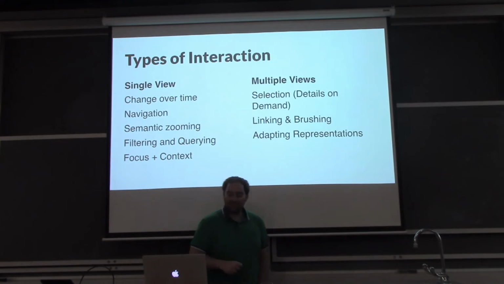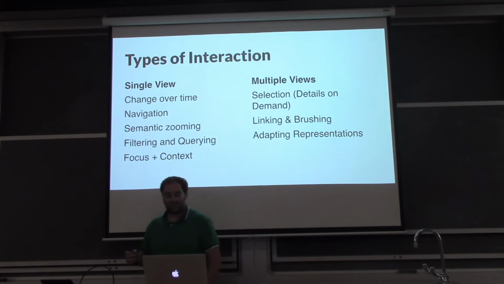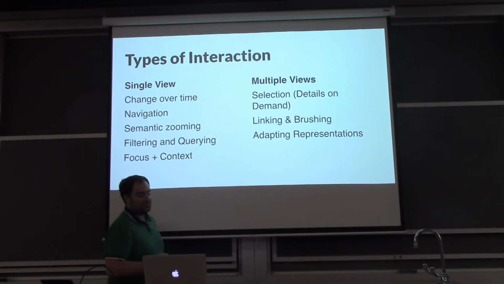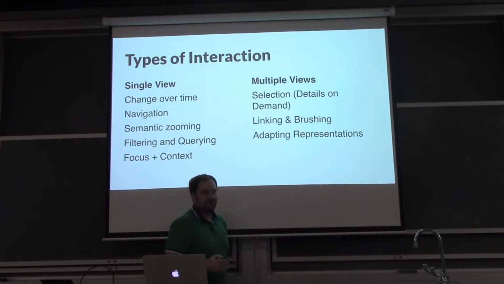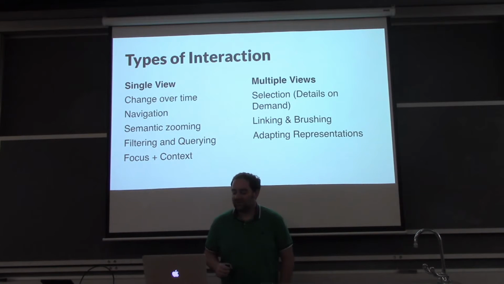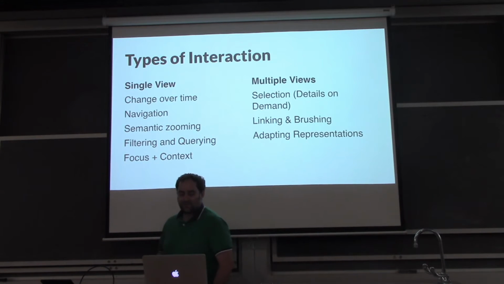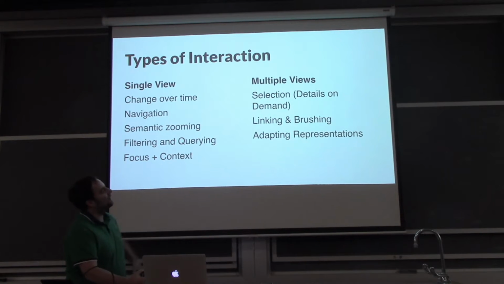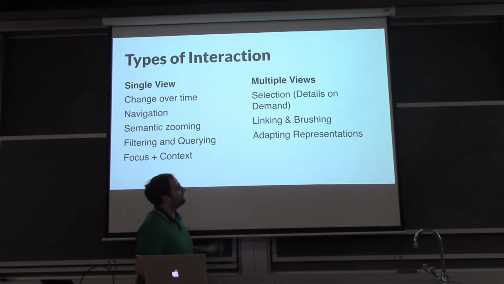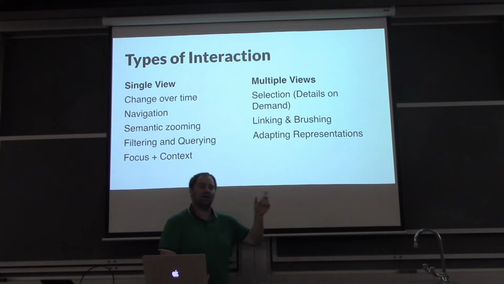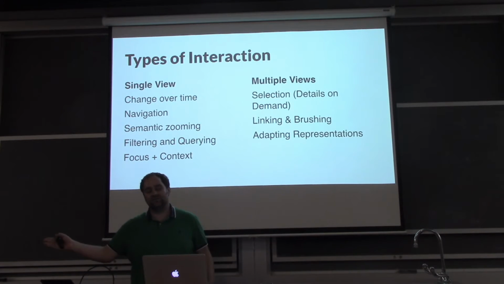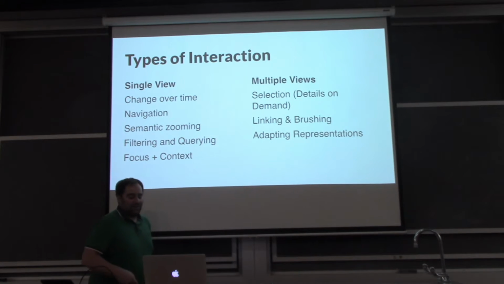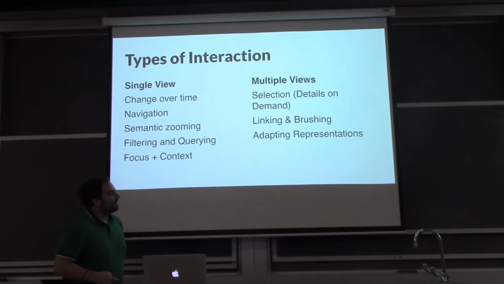So the rest of this lecture I will talk about types of interaction for single views or for multiple views. We'll look at change over time, at navigation, how do we navigate a space, at semantic zooming, at filtering and querying, and focusing context. And then we'll look at multiple views for selection, where we do details on demand, for linking and brushing. I highlight something in one view, it is also highlighted in the other view. This will be a big part of the next homework, and on adapting representations.